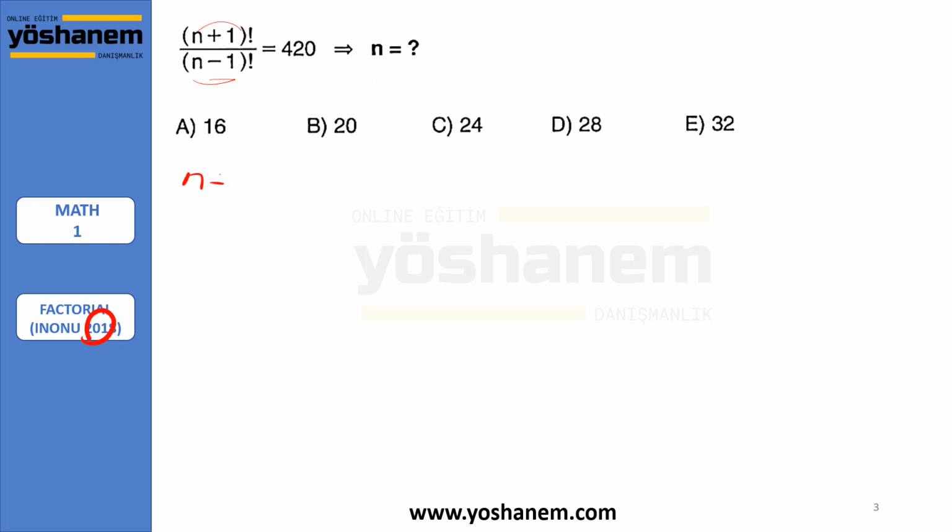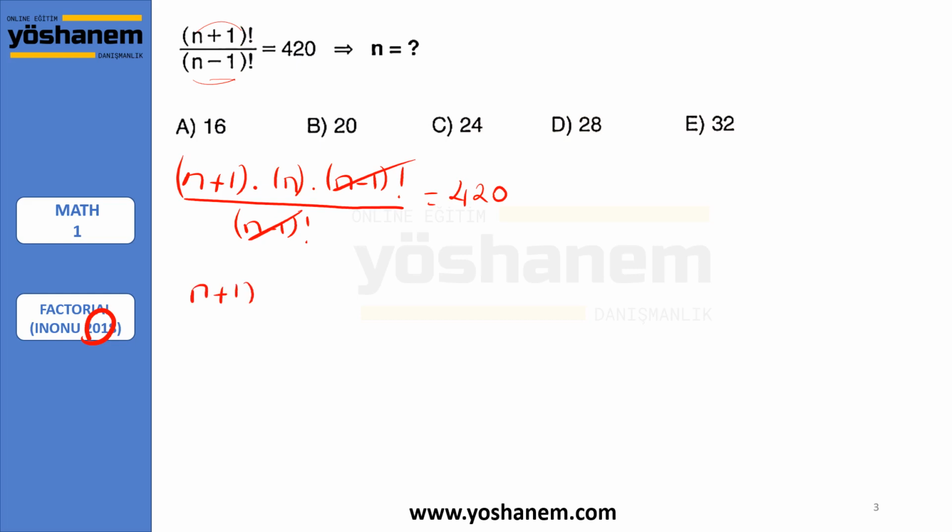So how can I write n plus 1 factorial? It will be n plus 1 times 1 less than n plus 1, which is n, and 1 less than n is n minus 1 factorial. And here n minus 1 factorial. I am going to leave it as it is because I want to cancel them. Equals 420. And we can cancel n minus 1 factorial here, and I'll have n plus 1 times n equals 420.